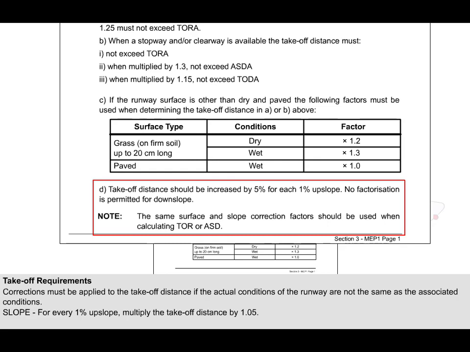Point D details the corrections to be applied if there is a slope to the runway. Point D states that a pilot must increase the takeoff distance by 5%, or by a factor of 1.05, for every 1% upslope. However, it also states that no factorization is permitted for downslope. In other words, if an aeroplane is to take off on a downward sloping runway, no correction factor is to be applied for the downslope. The reason for ignoring the downslope is because a downslope will decrease the takeoff distance. This adds a little extra safety margin to the takeoff distance calculation.